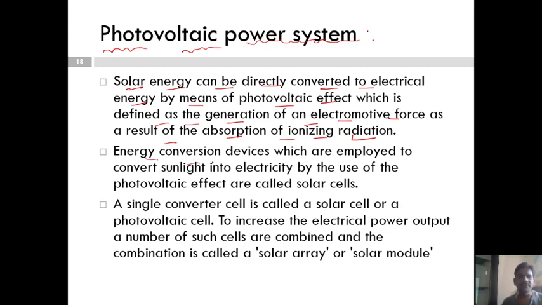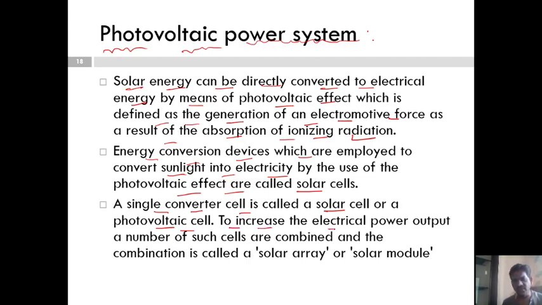So energy conversion devices which are employed to convert sunlight into electricity by the use of the photovoltaic effect are called solar cells. A single converter cell is called a solar cell or photovoltaic cell. If you consider only one cell, we call it a solar cell or photovoltaic cell.